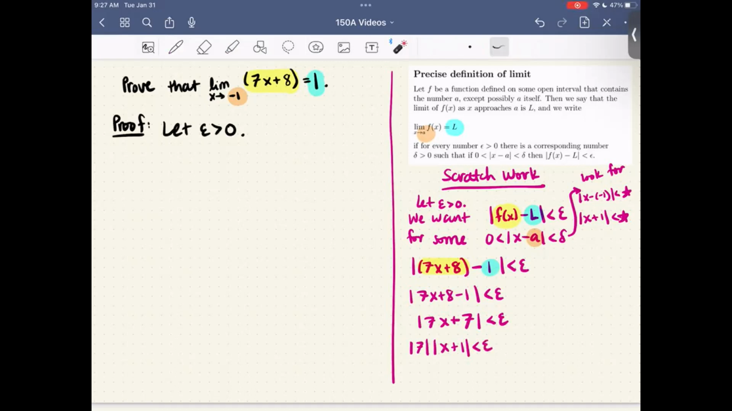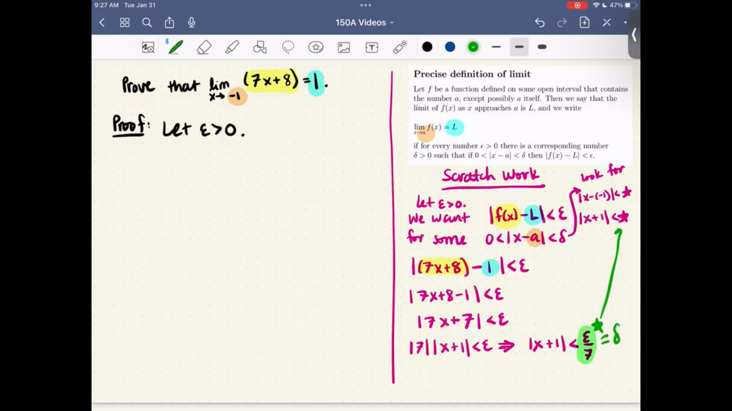I'm almost there. I almost have |x + 1| less than something. It's just that I have that 7 hanging out. So really what I want is the absolute value of x plus 1 less than epsilon over 7. This epsilon over 7 is my something, the star that I was looking for. So that's going to tell me that this is delta.